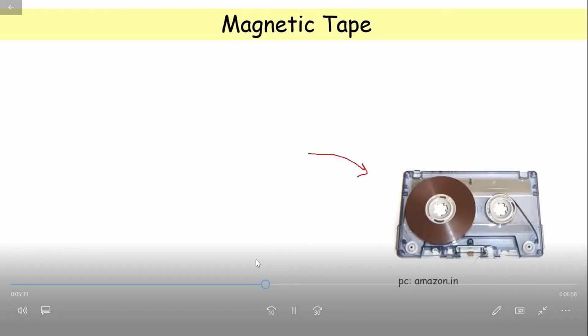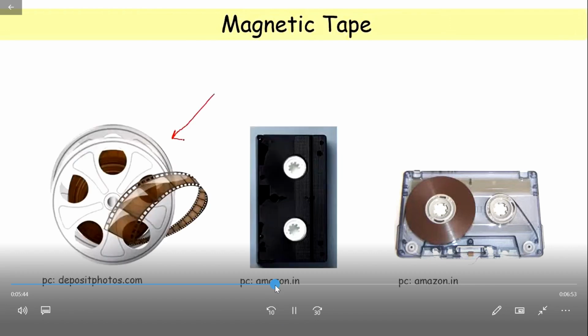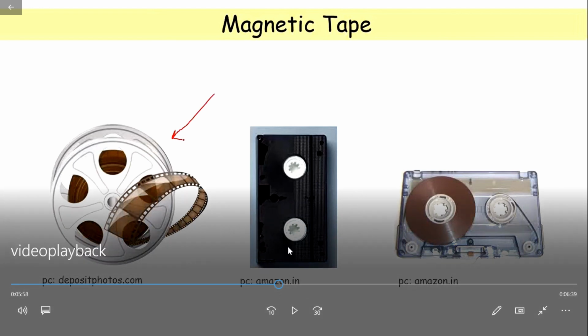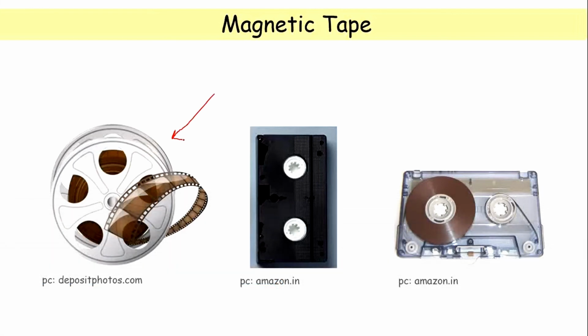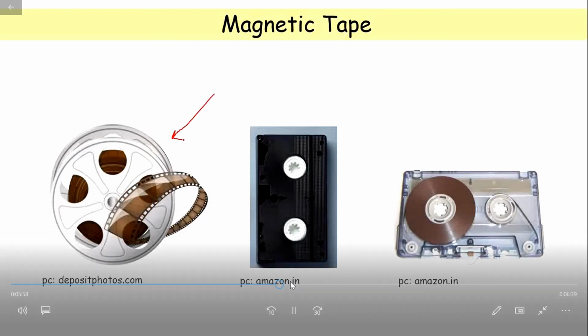Different types of magnetic tapes. These are some examples of magnetic tapes. We can see the thin film which is used for the magnetic tapes here.